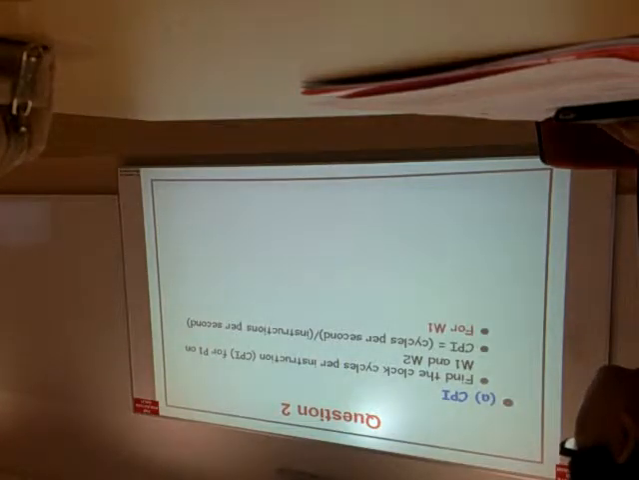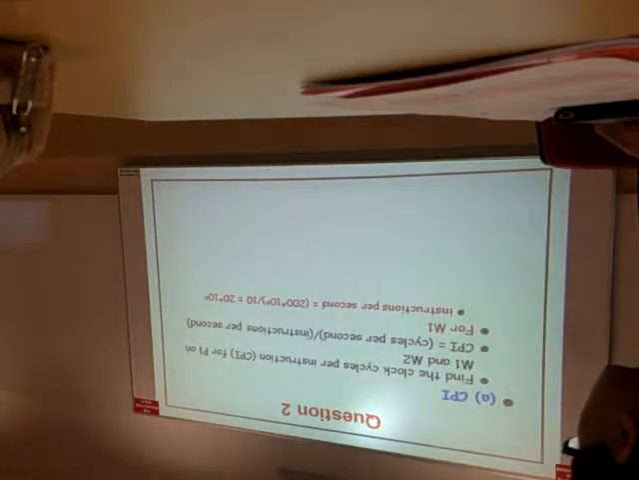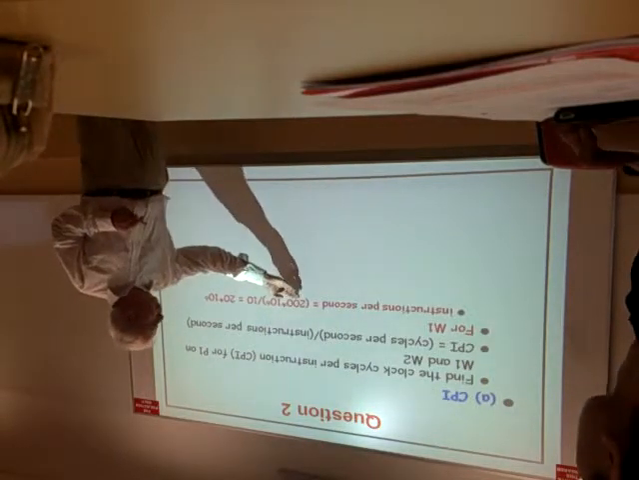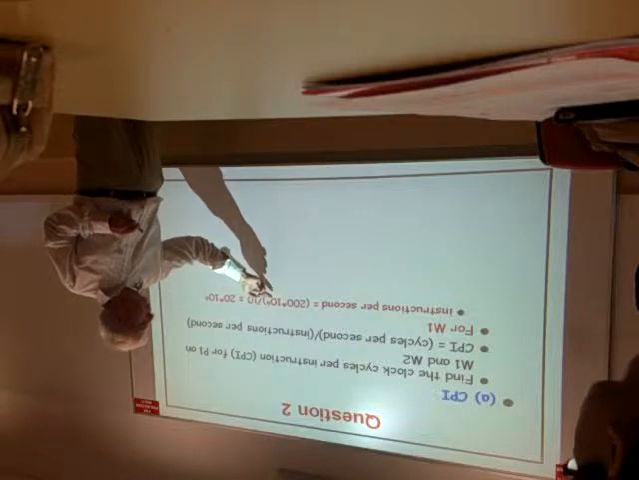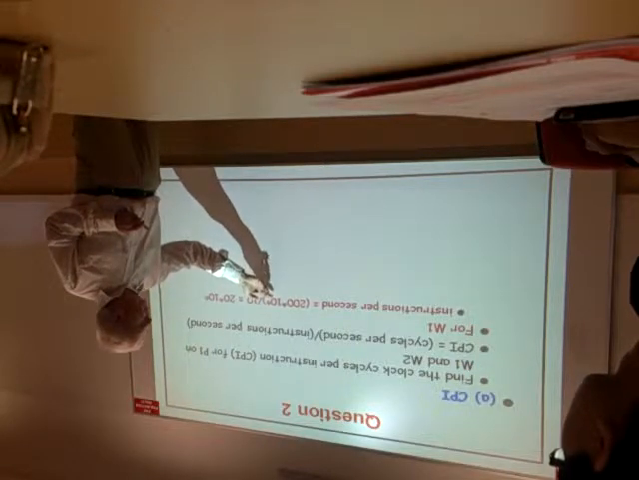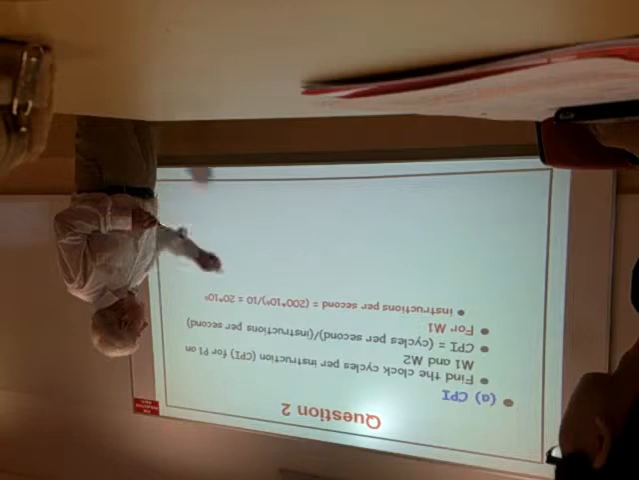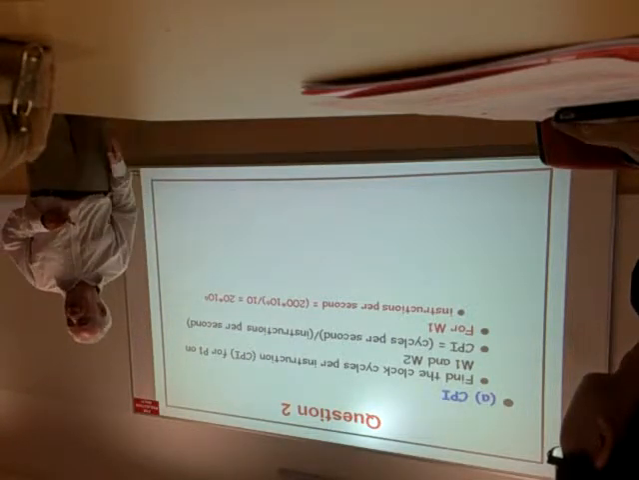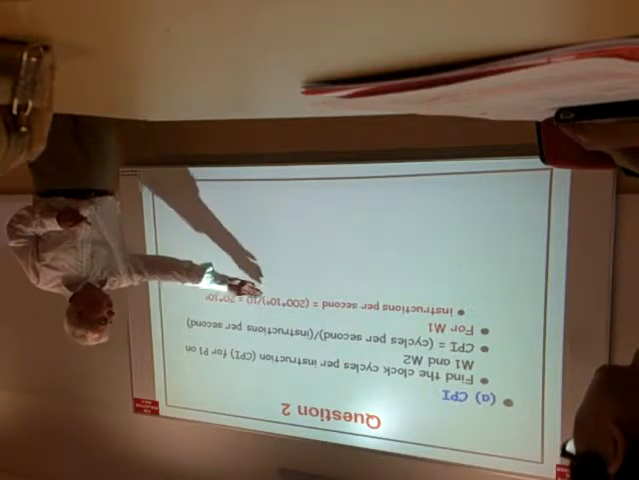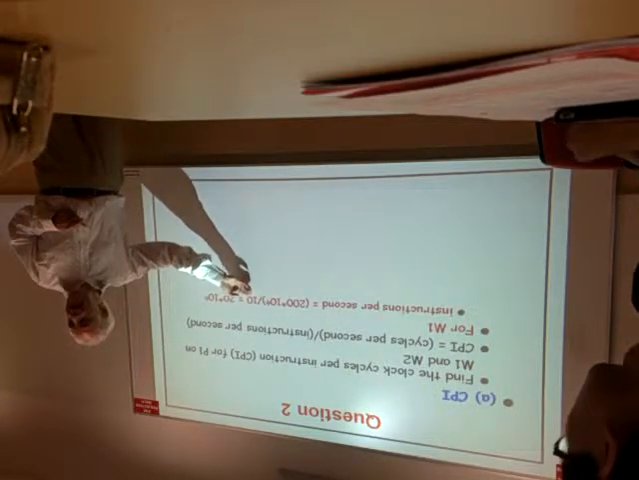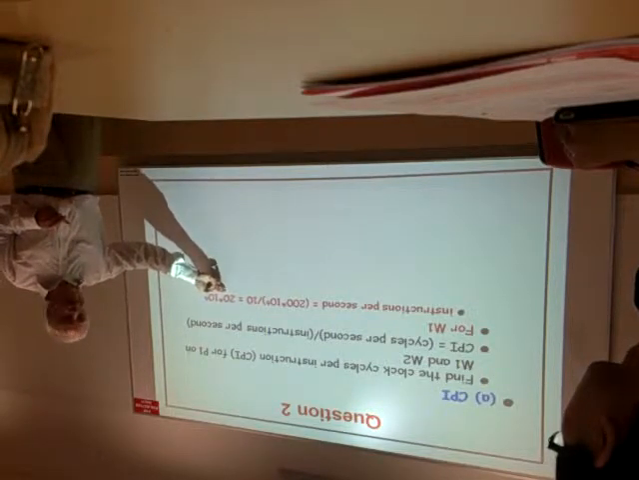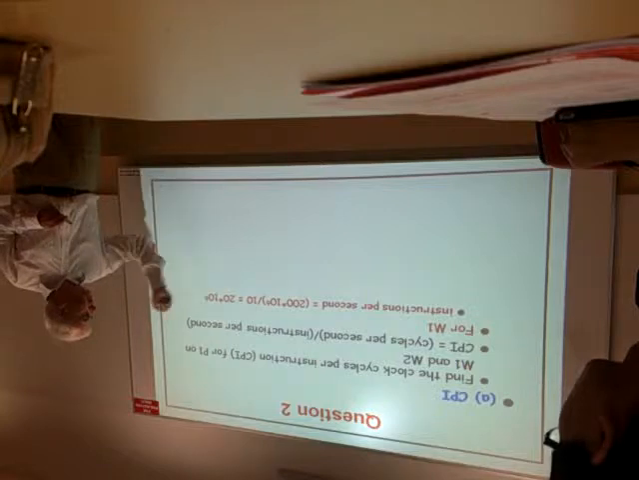So let's do it for machine M1 first. We can calculate the instructions per second because we know the total number of instructions taken by P1. P1, we're told, requires 200 times 10 to the 6 instructions, and it takes 10 seconds to execute. So the instructions per second is 20 times 10 to the 6.